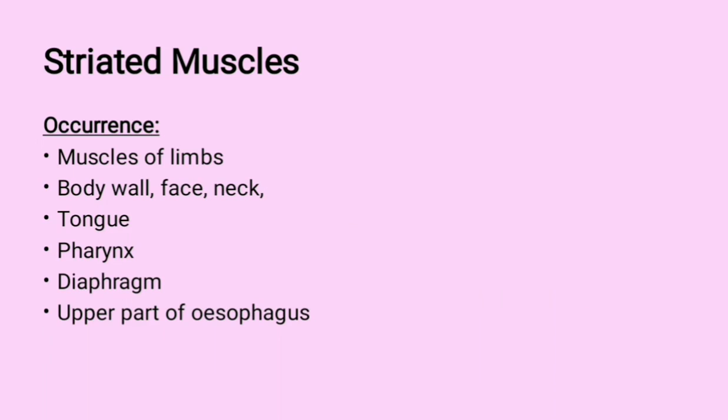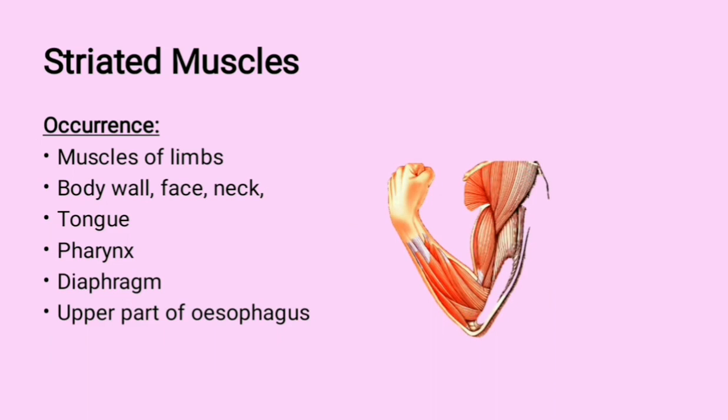Basically, these striated muscles occur in the muscles of limbs. It means in your biceps or triceps of arms, body wall, face, neck and so on. These are also present in your tongue, pharynx, diaphragm and the upper part of the esophagus. You can say that for each organ in your body, if it works according to your will, then striated muscles are present in that organ. It is as simple as that.